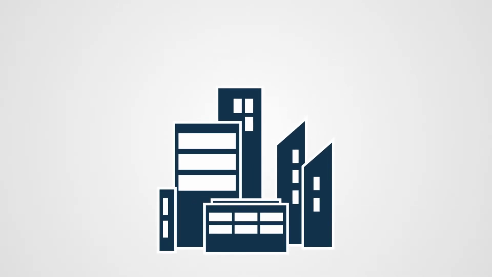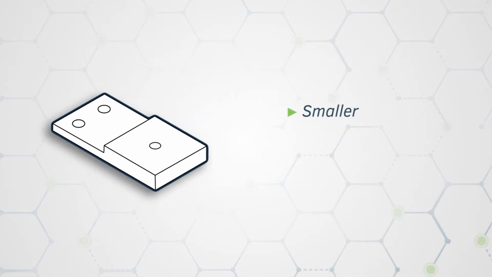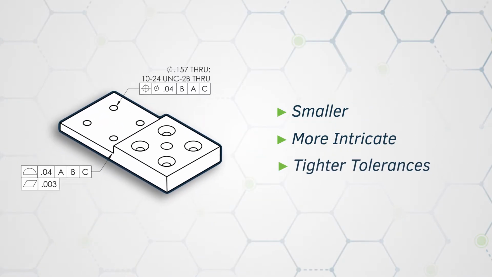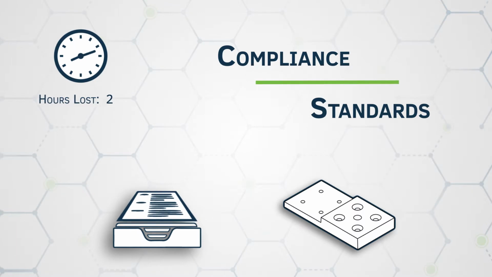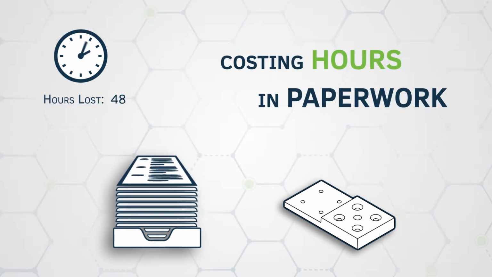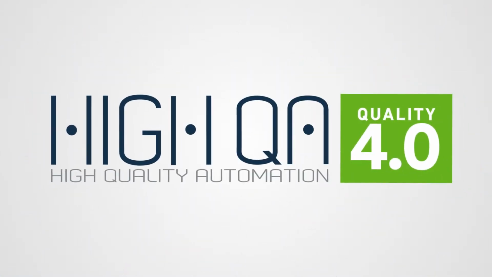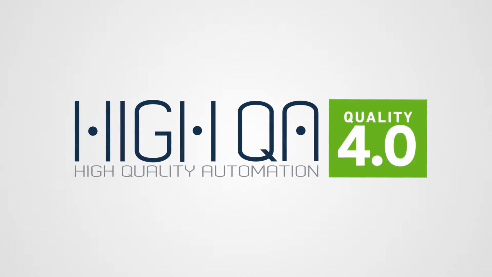Manufacturing quality control is becoming increasingly more complex. Parts and assemblies are getting smaller, more intricate, with tighter tolerances. Quality compliance standards are more demanding as well, costing hours in paperwork for every part you make. That's why High QA is reimagining the quality management process.